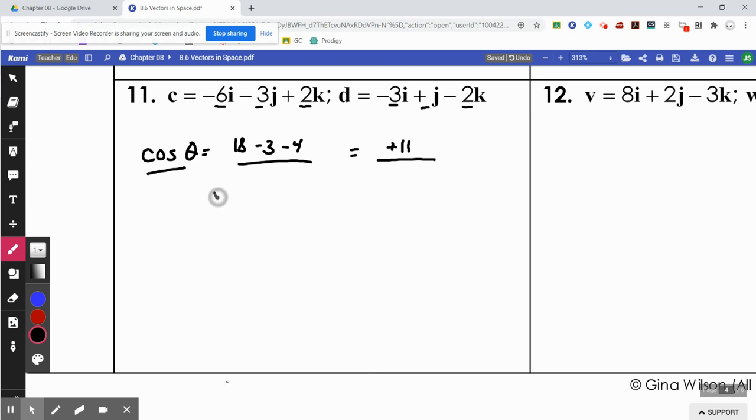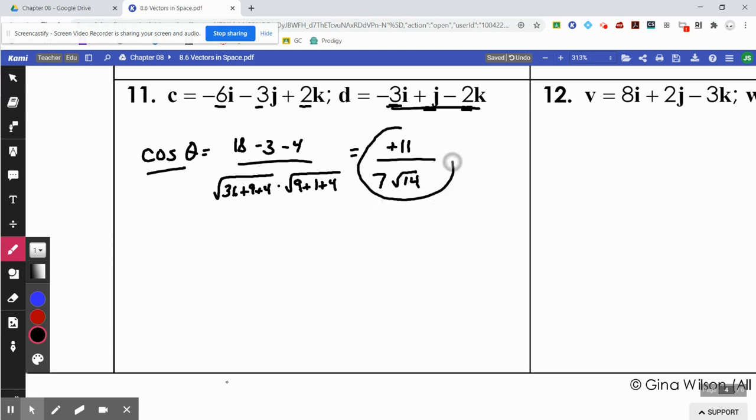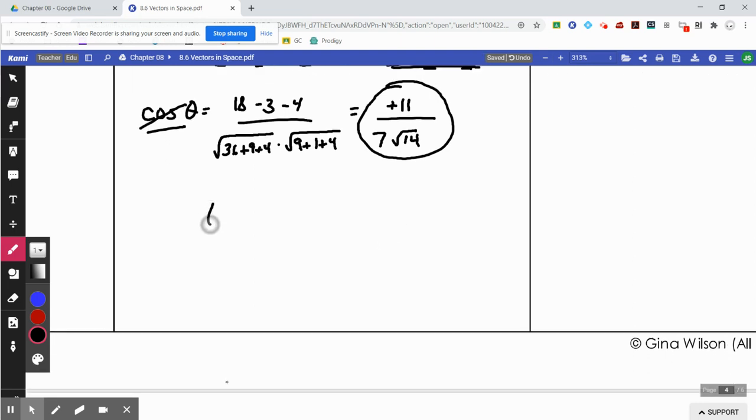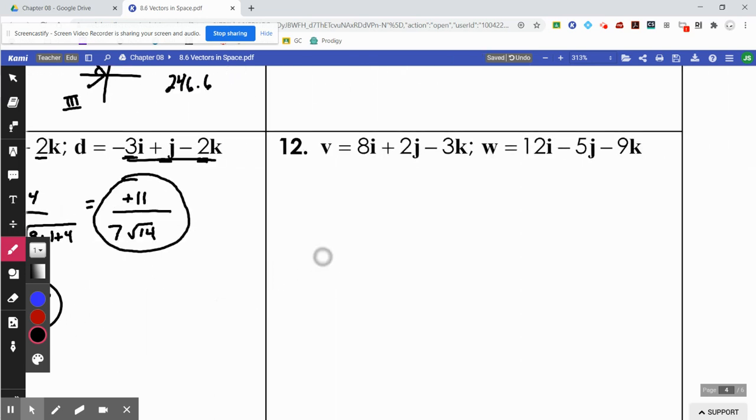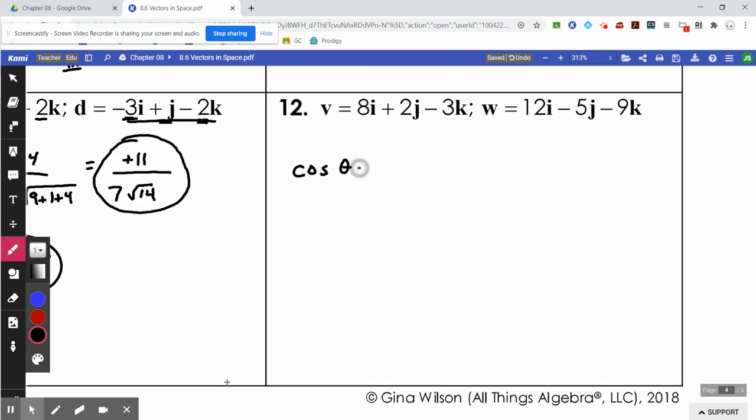On the bottom, first off, let's find the magnitude of vector C. That's going to be 36 plus 9 plus 4. So that's going to be the square root of 45 and 4 is 49, so that'd be simply 7. Times the magnitude of vector D. That's going to be 9, 1, and 4, which should be root 14. Type this whole thing in our calculator, 11 divided by 7 root 14. Find the inverse cosine, and that will tell you that your theta is going to equal 65.2 degrees.